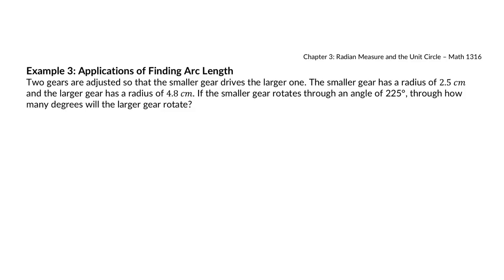Let's say that we have 2 gears that are adjusted so that the smaller gear drives the larger one. The smaller gear has a radius of 2.5 centimeters and the larger gear has a radius of 4.8 centimeters. If the smaller gear rotates through an angle of 225 degrees, through how many degrees will the larger gear rotate?